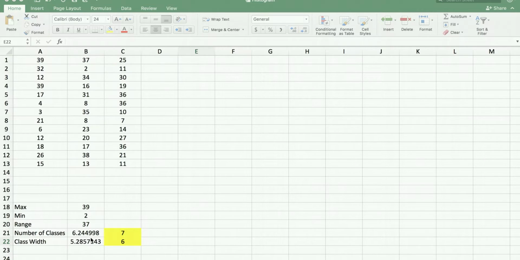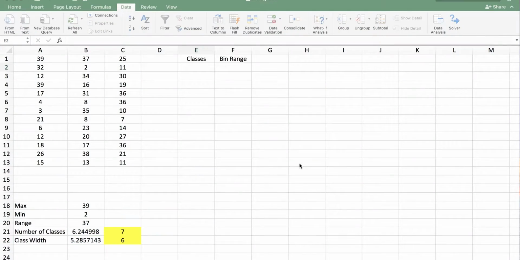And also with the class width, there could be cases where you will get an integer with your calculation here. In that case, it is still necessary to round it up to the next integer or add 1 to that value to ensure that every value is included in your data set, in your histogram. Okay, for example, let's say that this calculation resulted in a class width of 7, add 1 and use a class width of 8. Okay, just to make sure that every value is included.